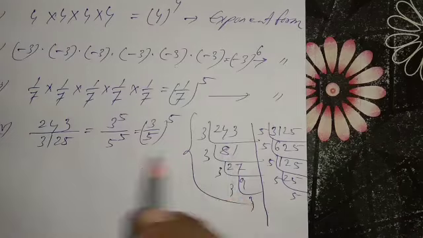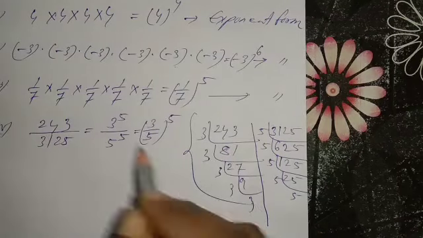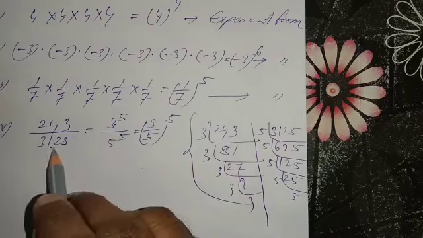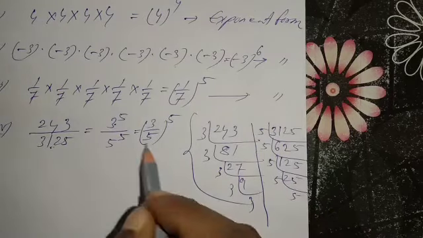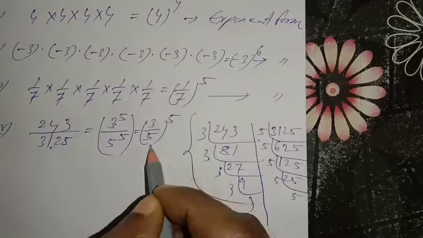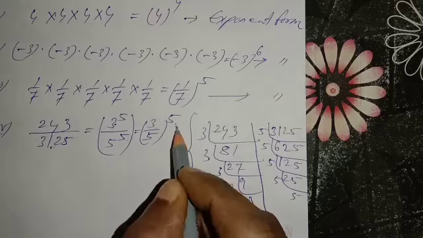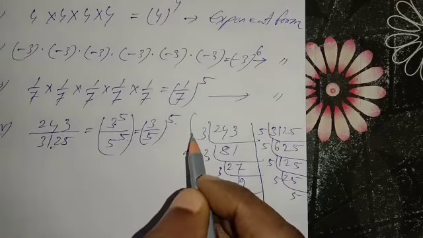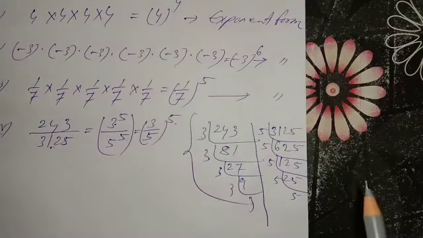In the rough, you have to show 243 is going by 3. How many times? 5 times. Therefore, 3 to the power 5. 3125, it is going by 5. How many times? 5 times. Therefore, 5 to the power 5 and 3 to the 5. You have to write overall 3 by 5 whole to the power 5. That means here base is 3 by 5. Exponent is 5. This is an exponent form. In this one, number 2 also completed. Okay, I hope you are able to understand number 2.